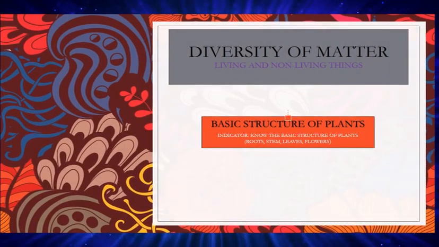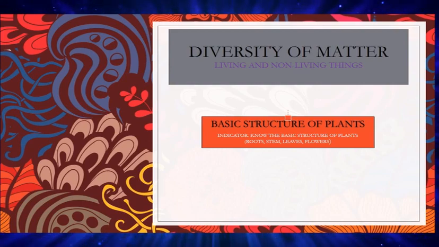Now, under science in grade 2, we'll be looking at diversity of matter. Why did I say diversity of matter? Under diversity of matter, we'll be looking at living and non-living things. You can see it over on your screen. We'll also be looking at the basic structure of a plant.